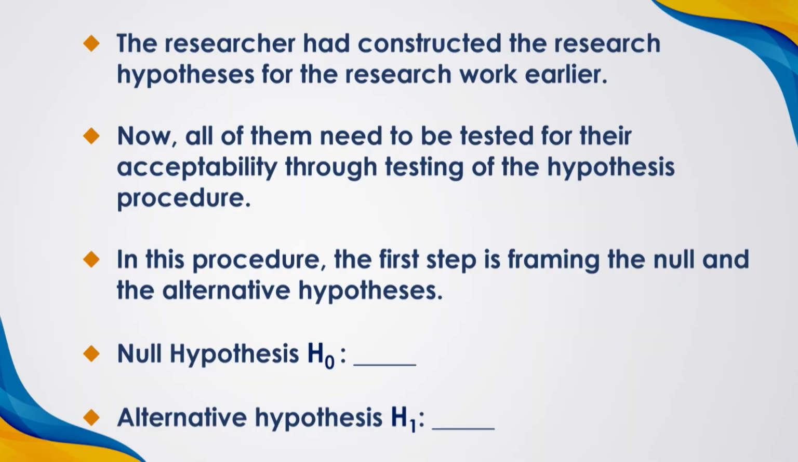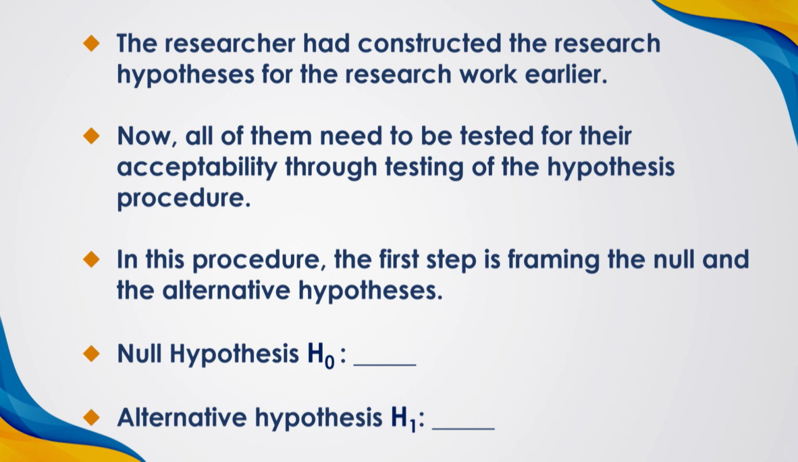Dear students, let us begin the third part of the lesson, in which you will learn about the null and alternative hypothesis, need for alternative hypothesis in research, its relationship with the null hypothesis, one-tailed and two-tailed tests. Students, the researcher had constructed the research hypothesis for the research work earlier. Now, all of them need to be tested for their acceptability through testing of the hypothesis procedure.